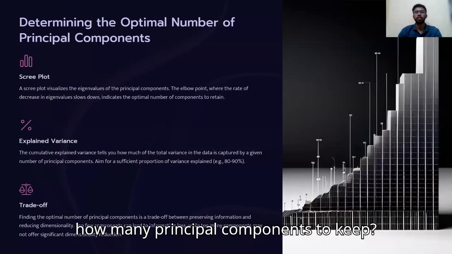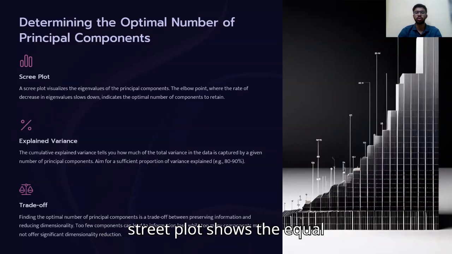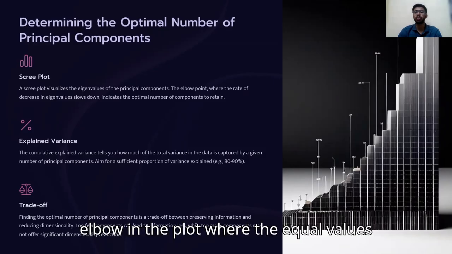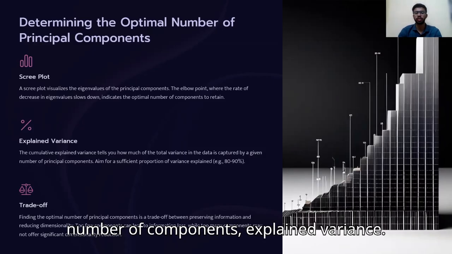Next, we have determining the optimal number of principal components. How can we decide how many principal components to keep? There are a few strategies. Scree plot. A scree plot shows the eigenvalues of each principal component. The elbow in the plot, where the eigenvalues start to level off, indicates the optimal number of components.